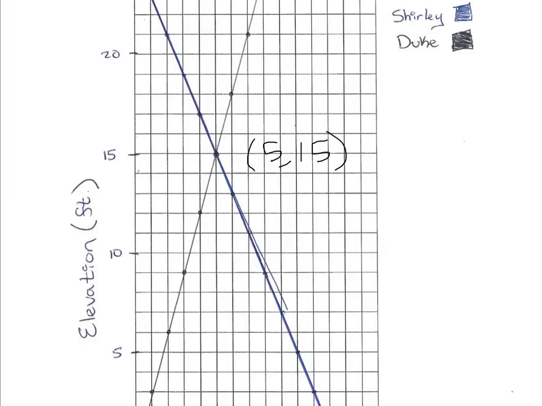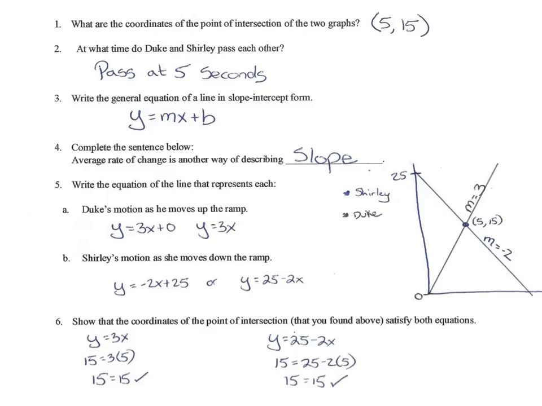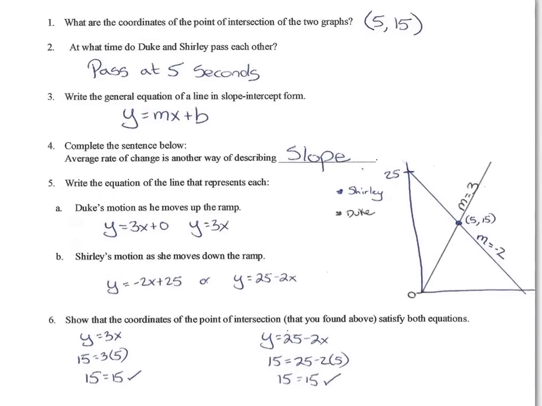At this point, I will go on to the next page. So you guys, you can see my answer is (5, 15), passing at 5 seconds. Number 3 says, write the general equation of a line in slope-intercept form. The equation of a line from last year, I hope you remember, is y = mx + b. Complete the sentences below.